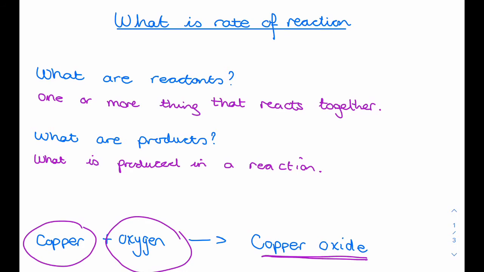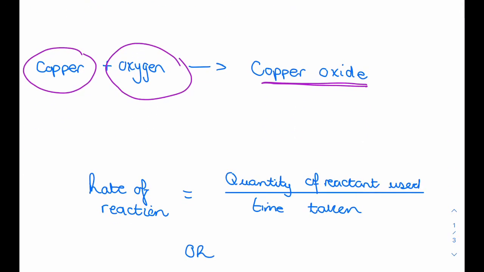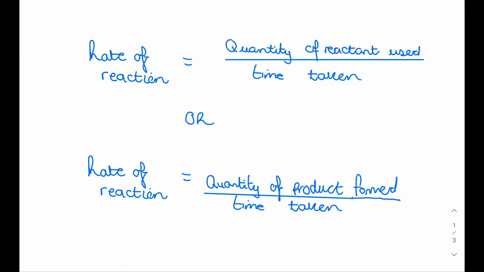So reactants are the two things that react together in this reaction to produce our product, which is copper oxide. Now that's important because we need to know what they are when we look at rate of reaction, because this is our equation. So rate of reaction either equals the amount of reactant that's used in the reaction, so it might be how much magnesium was used up during the whole reaction, divided by the time it took for that magnesium to be used up, or it's how much product is formed, so how much of that magnesium oxide is formed over a certain amount of time. So you're always dividing the amount of something, which can be in centimetres cubed, it can be in grams, by how long it takes.